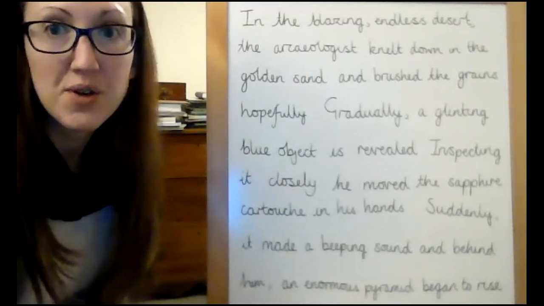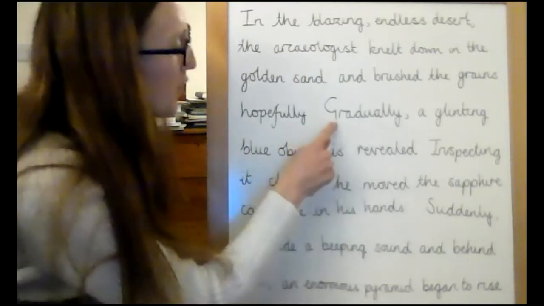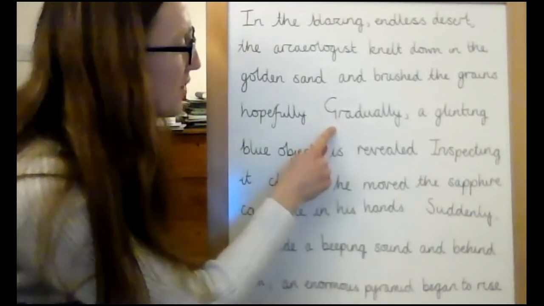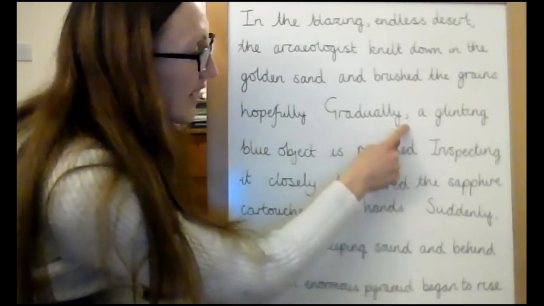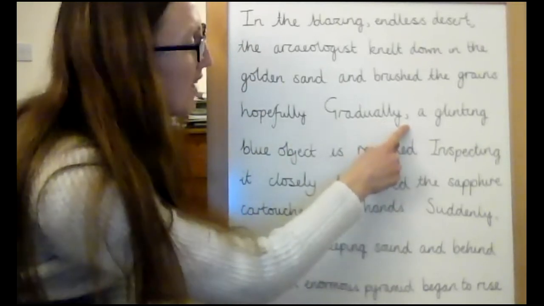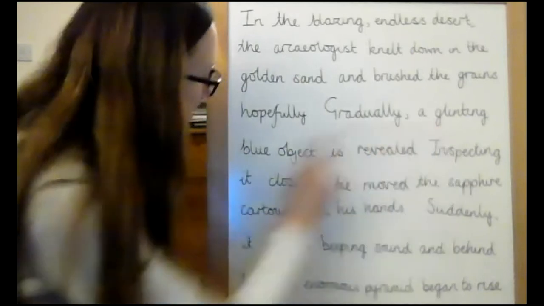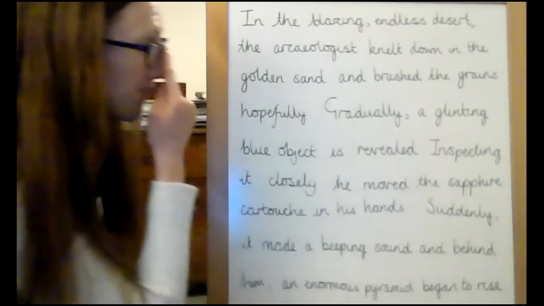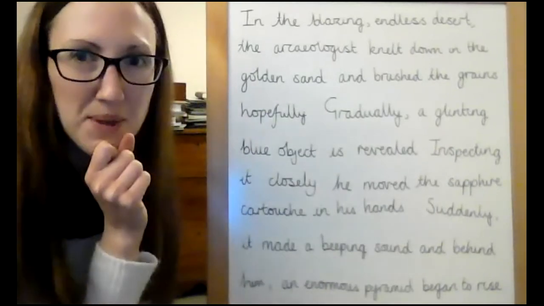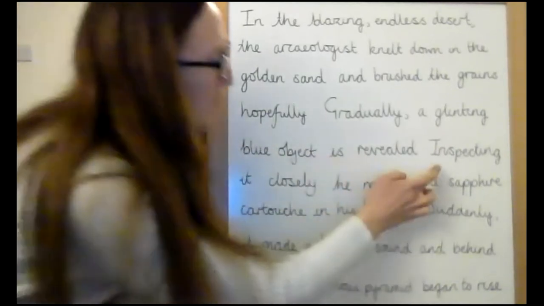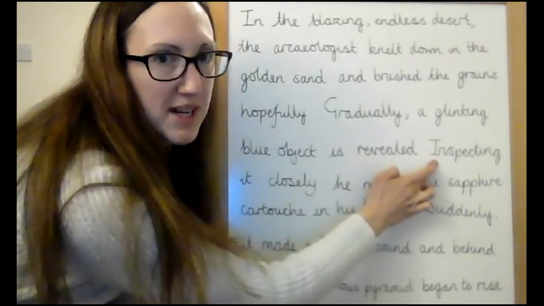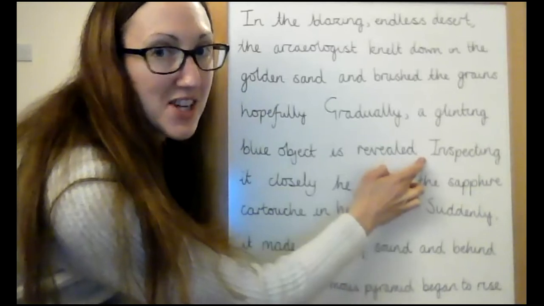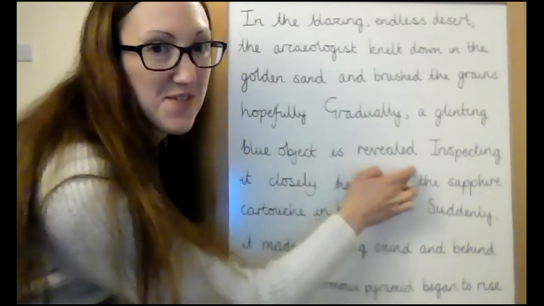Next up, let's look onto the next sentence. Gradually. And I'm checking that I've got my capital letter here, which I do. Gradually. Okay, that's my fronted adverb, with a comma at the end. A glinting blue object is revealed. I think there's something missing there. I can see I've got a capital letter for the beginning of my next sentence, but I can't see that I've got anything in here to suggest that this sentence has finished.